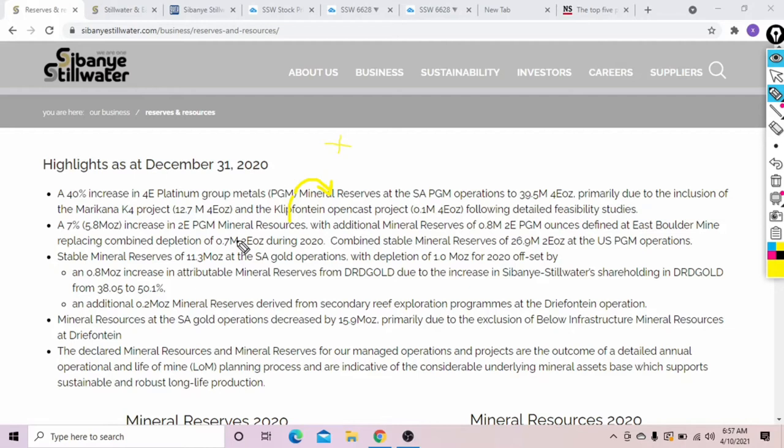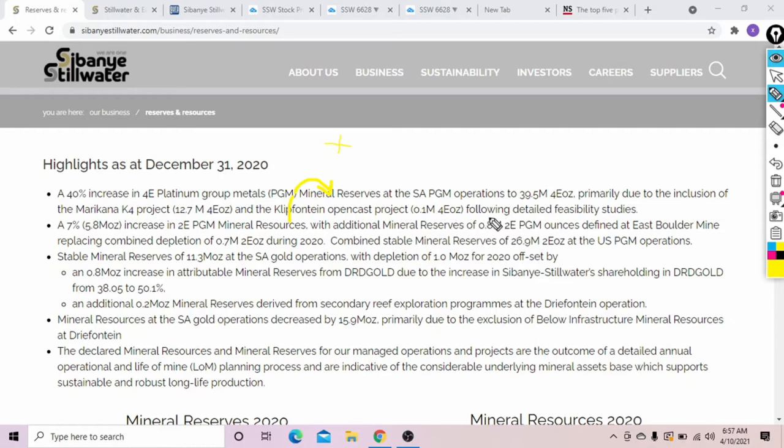But if you don't do this mineral exploration, if you don't continuously do this research, which is exploration, and find these resources and reserves, the life of a mine can be shortened, and it might not be attractive to investors, because the company is not increasing its assets. But you can see here, Sibanye is doing quite well in terms of increasing its mineral reserves and resources, according to this report here at the Sibanye-Stillwater website.